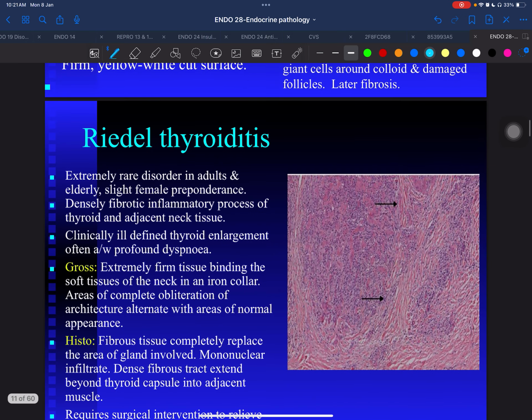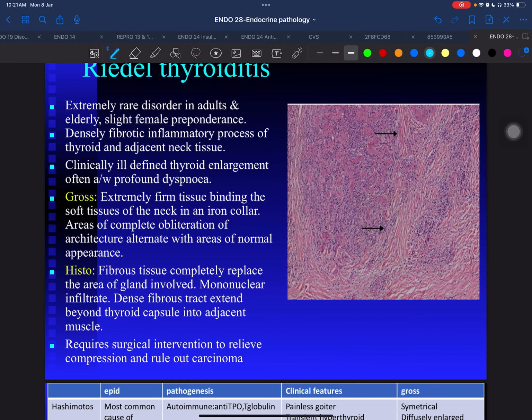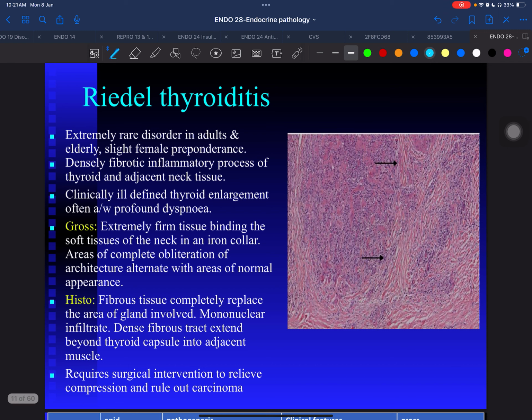Riddle. Yang ni pun melekat juga because of the fibrosis. Kat sini Riedel thyroiditis is a rare disorder in adults and elderly, also female. Remember thyroid, female. Okay, densely fibrotic inflammatory process of thyroid, and dia melekat dekat thyroid tissue, dia macam form a collar, macam neck collar, dia melekat like that. That's Riedel thyroiditis. Clinically ill-defined thyroid enlargement with profound dyspnea because of this, the adherent to the neck. It causes difficulty in breathing or dyspnea. Grossly an extremely firm tissue binding the soft tissue of the neck.